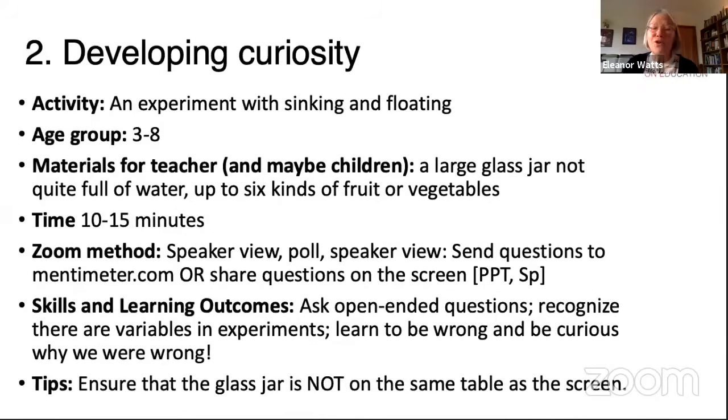Now we'll move on to the next activity, and I'm going to ask Anjana and Priya to join us for this one. So could we have all three of you, my sort of potential class, on screen here? And here the materials we'll need are a large glass jar, plastic jar or jug, not quite full of water, with a bit of space at the top, and up to 6 kinds of fruit or vegetables.